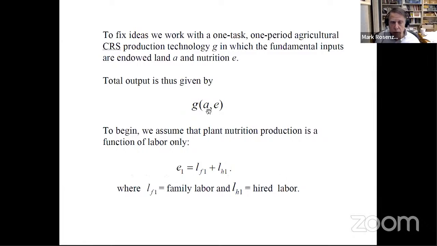As I said, we're going to simplify and work with a one task, one operation, one period agricultural production technology. We're going to assume that the agricultural production function, that is the relationship between inputs and output, is constant returns to scale. So we're not going to magically assume that there's anything fishy about the technology of agriculture.